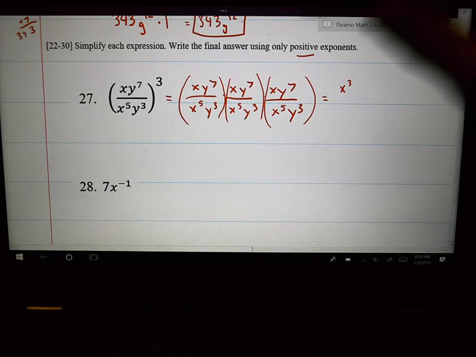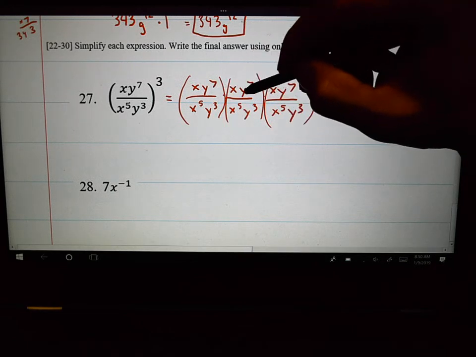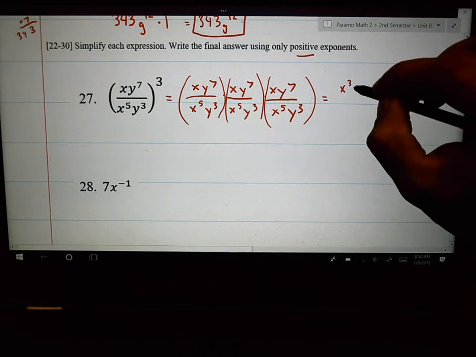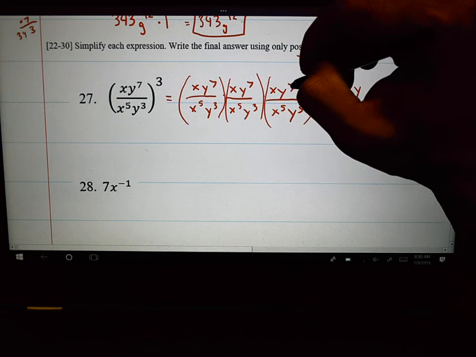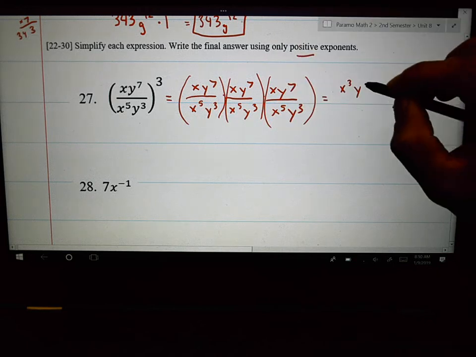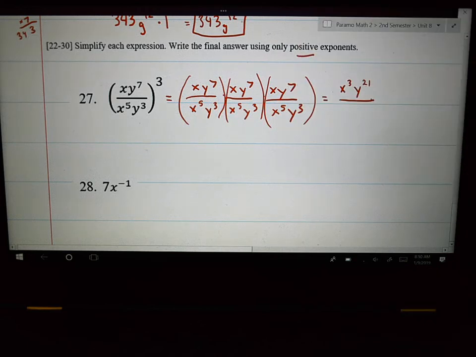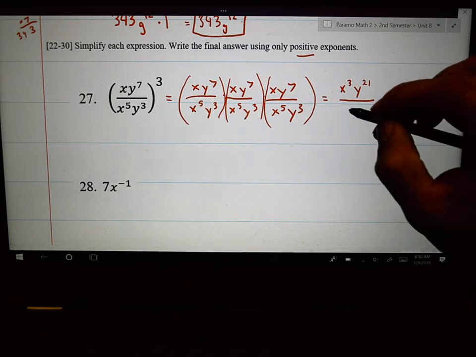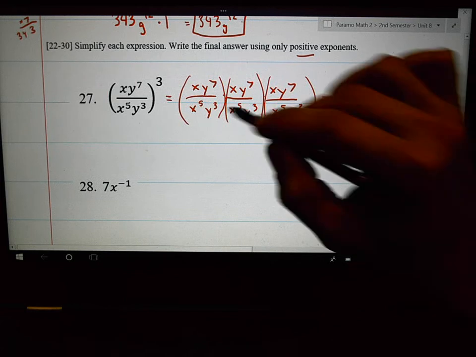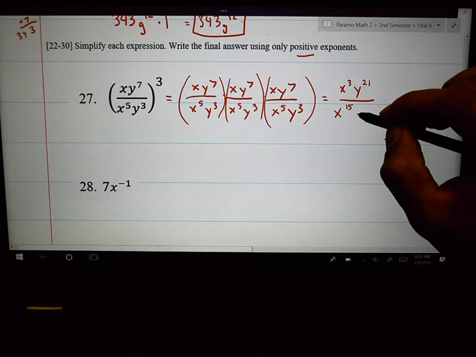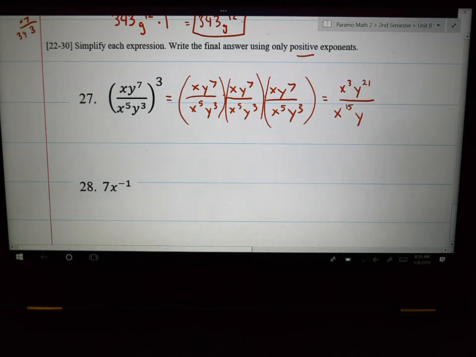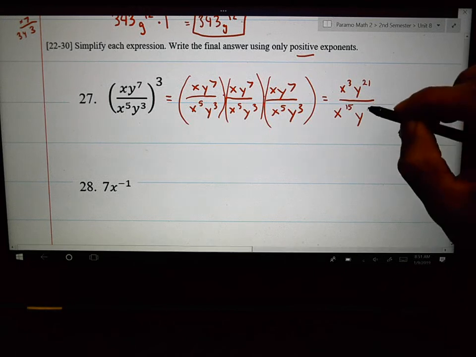I have a y to the 7th times a y to the 7th times a y to the 7th in my numerator. 7 factors and 7 additional factors, and 7 additional factors means I have 21 factors of y in the numerator. In the denominator, I have 5 factors of x, another 5, and another 5 make 15 factors of x. 3, 4, 5, 6, 7, 8, 9 factors of y.